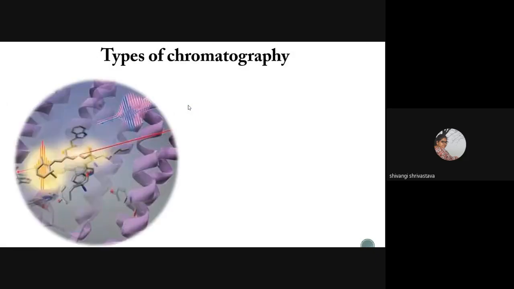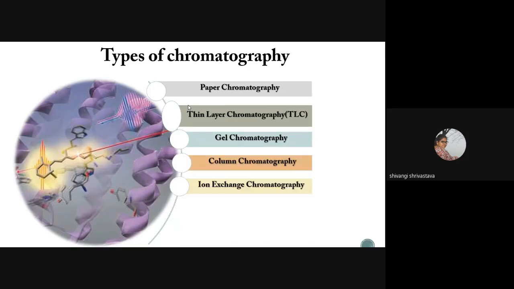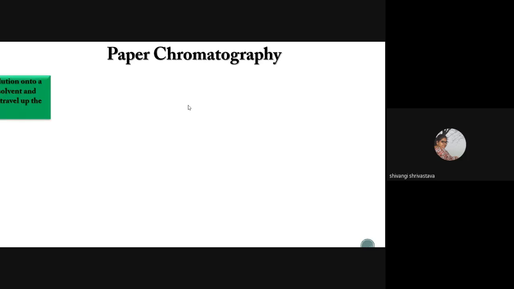So here are some types of chromatography used for our purification technique: paper chromatography, thin layer chromatography, gel, column, ion exchange, gel filtration, and affinity. Before discussing chromatography, I would like to say that paper chromatography and thin layer chromatography are not used for protein purification, but they contain the normal basics of chromatography from which you can correlate your next chromatography. So what is paper chromatography?